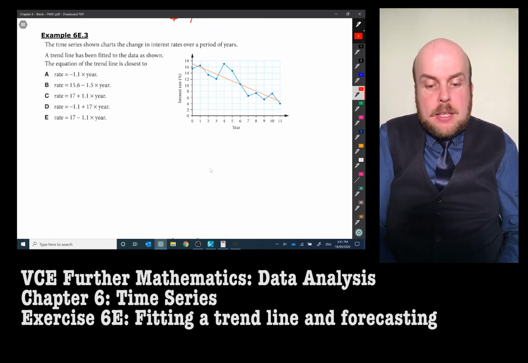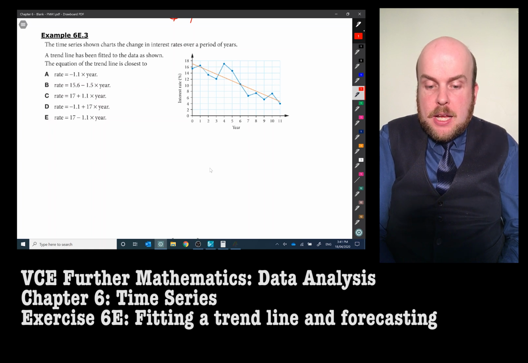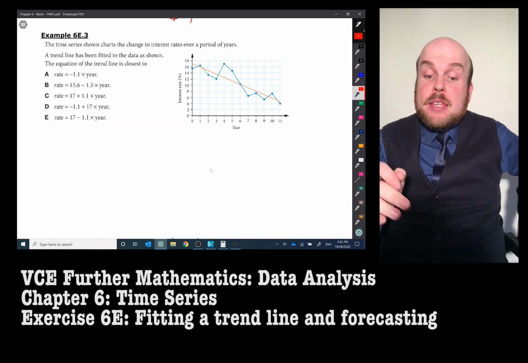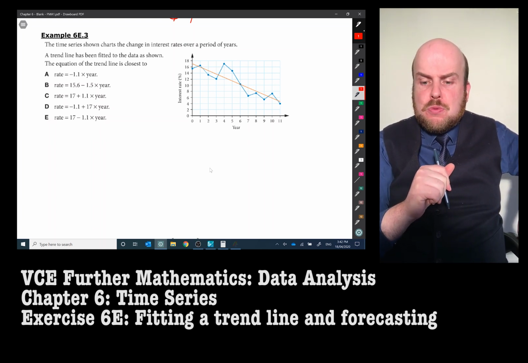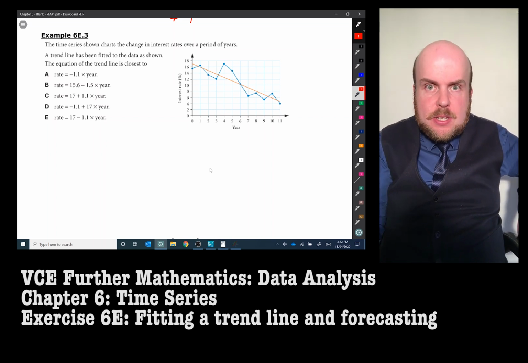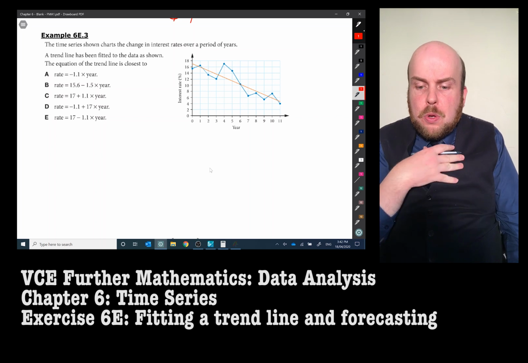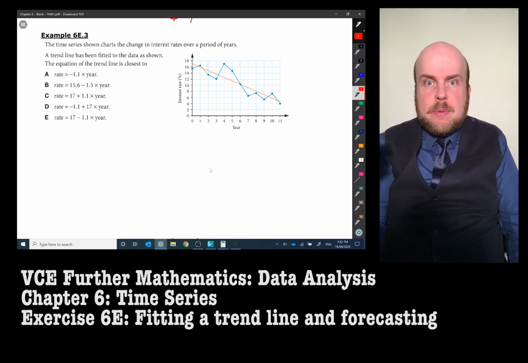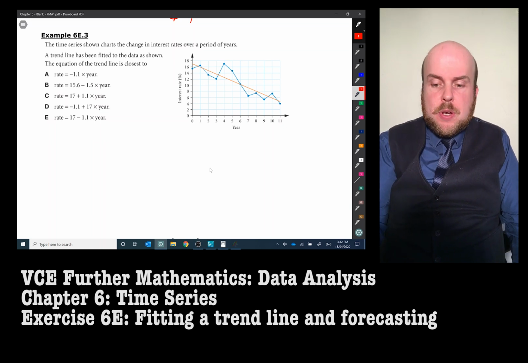6E.3. The time series shown charts the change in interest rates over a period of years. A trend line has been fitted to the data as shown. The equation of the trend line is closest to what? So we need to go and work out what this is. So this again is not really a time series question. This is just all about using our previous knowledge from chapters 3, 4, and 5 to work this one out.